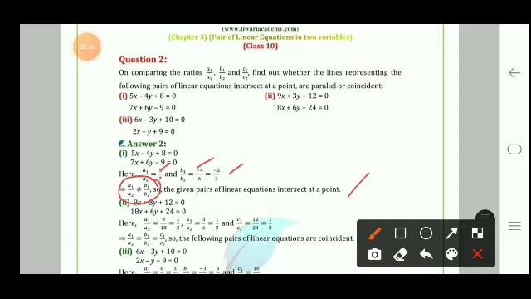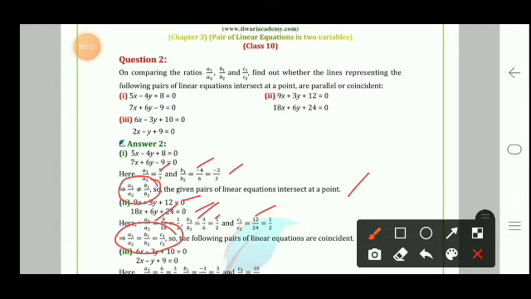Then the second part is given: minus 9x plus 3y plus 12 is equal to 0, and 18x plus 6y plus 24 is equal to 0. Now we are finding the ratios: a1 over a2 is 9 upon 18, that is 1 upon 2. b1 over b2 is 3 upon 6, that is again 1 upon 2. Then c1 upon c2 is equal to 12 upon 24, that is again 1 upon 2. So we can easily see that a1 upon a2 is equal to b1 upon b2 is equal to c1 upon c2. So the pair of linear equations is coincident, according to the condition.